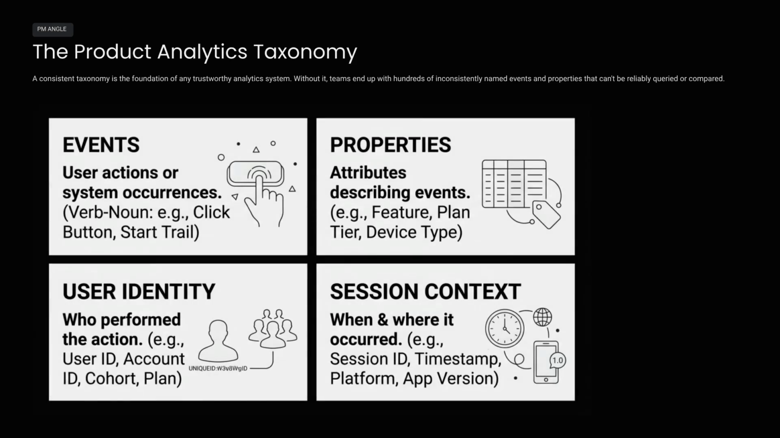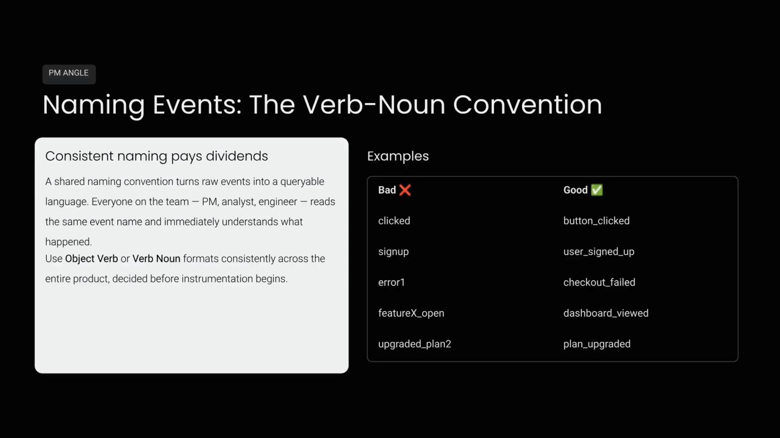A consistent product analytics taxonomy is essential for trustworthy analytics. This includes defining events, properties, user identity, and session context consistently. Consistent naming pays dividends. Use a shared naming convention like the verb-noun format consistently across your product, decided before instrumentation begins. This prevents confusion among team members.